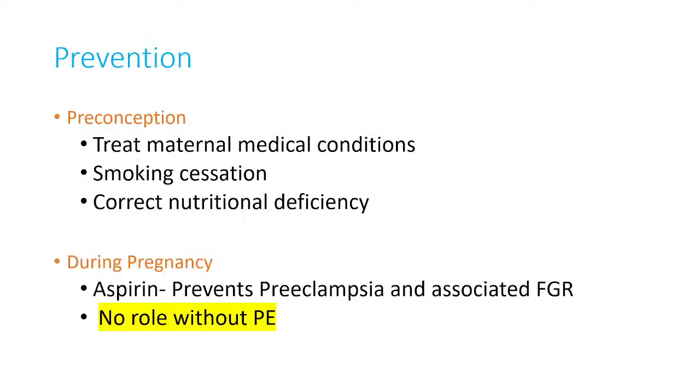So, how to prevent it? Prevention of FGR. It can be prevented preconceptionally if the mother has some maternal diseases like hypertension or renal disease, that has to be optimized. Smoking cessation should be done, and nutritional deficiency, if anything is there, has to be corrected before pregnancy only. During pregnancy, no such preventive methods are there. Aspirin can be given, but it will prevent only FGR related to preeclampsia, not any other FGR. So, during pregnancy we are not able to do anything significantly, but preconceptionally you can check for it.